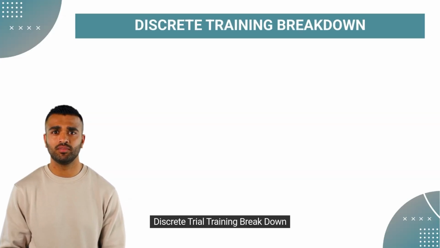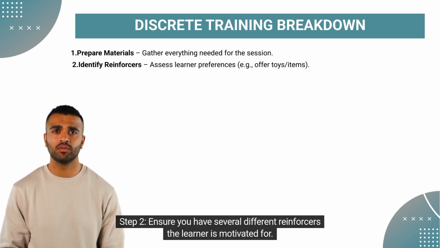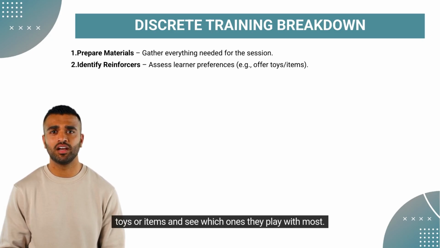Discrete trial training breakdown. Step 1: Get all your needed materials to run the DTT session. Step 2: Ensure you have several different reinforcers the learner is motivated for. You can do this by assessing their preferences via holding up items or giving them time to play with toys or items and seeing which ones they play with most.